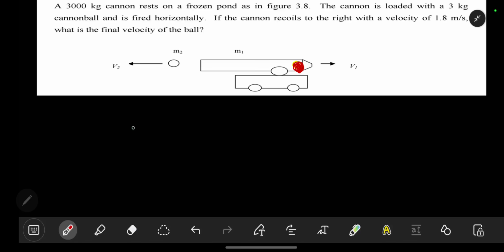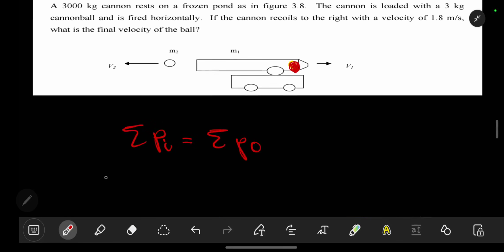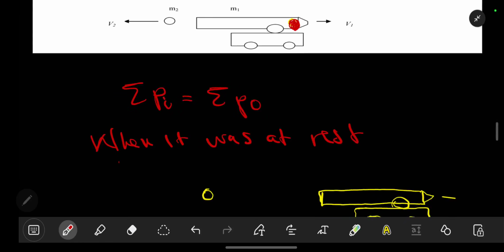So what are we going to have? Remember we said that for momentum, the summation of the initial momentum should be equal to the summation of the final momentum. So now, when it was at rest, the summation of the initial momentum should be equal to 0.